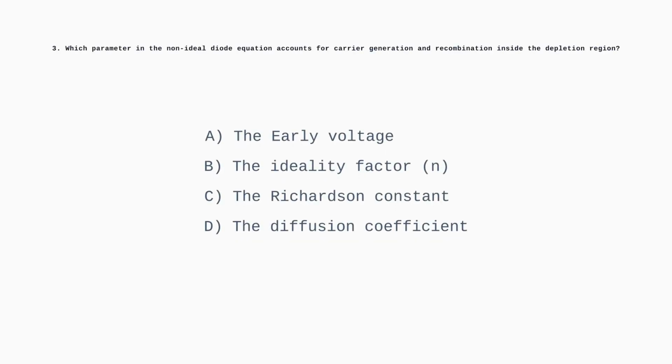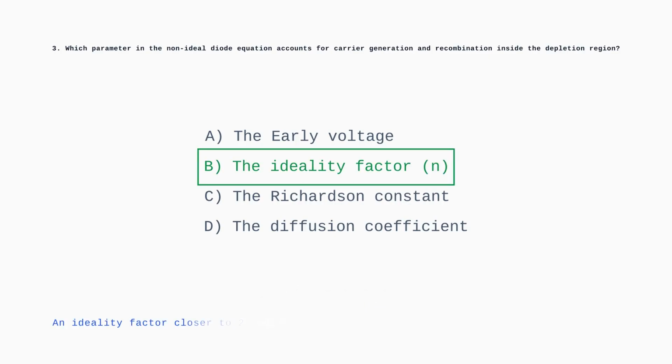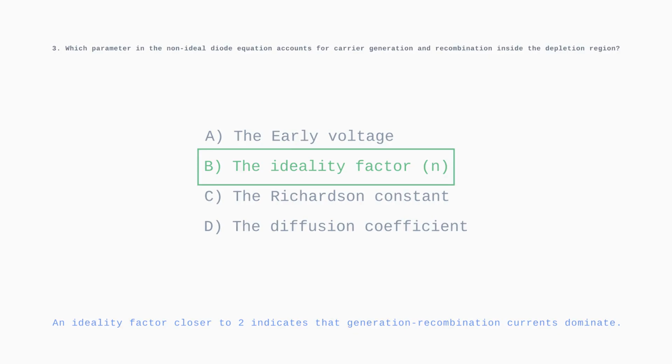electric current. Question 3. Which parameter in the non-ideal diode equation accounts for carrier generation and recombination inside the depletion region? The ideality factor, typically between 1 and 2, scales the exponential response to account for non-ideal generation and recombination inside the depletion zone.